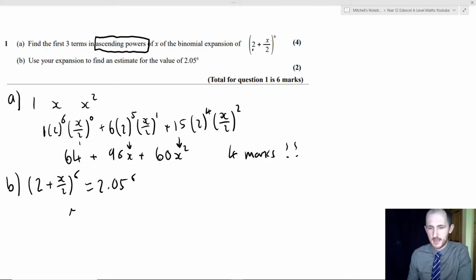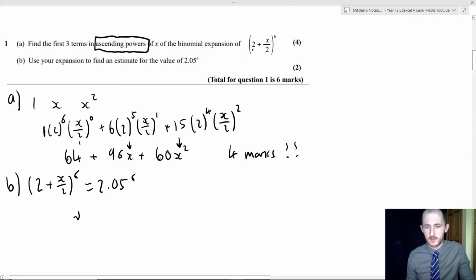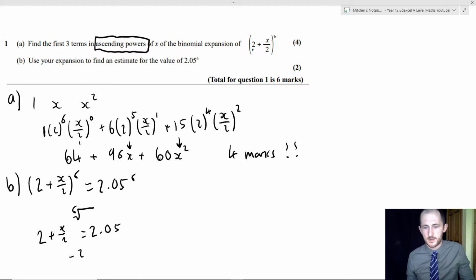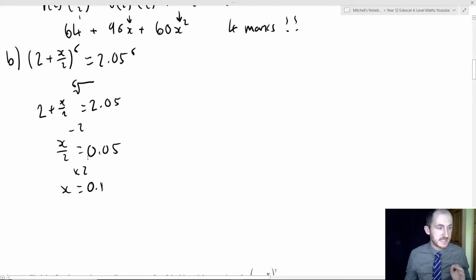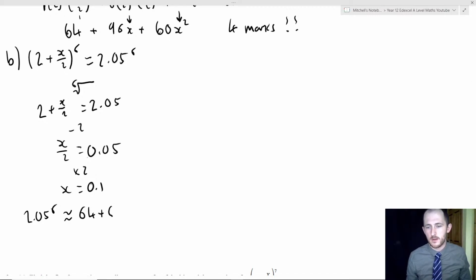So the first thing I do is I take that, it was horrific. I'm taking the 6th root of both sides, which gives me 2 plus x over 2 equals 2.05. Subtract 2 from both sides, I get x over 2 equals 0.05. Times both sides by 2, I get x is equal to 0.1. So all I need to do now to find out an estimate for what 2.05 to the power of 6 is, I sub in x equals 0.1.